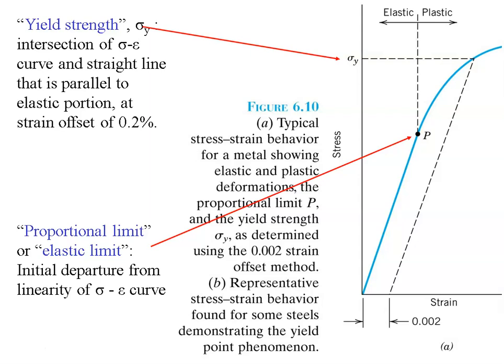Therefore, we have this definition where we draw a line that's parallel to the linear portion at a strain offset of 0.2%. That is starting at 0.002 on the strain axis. Where that parallel line intersects the stress-strain graph is what we call the yield strength of the behavior, sigma sub y. There are more complicated ways to define the yield strength in cases where the elastic portion is nonlinear, or some materials even have multiple yield points.